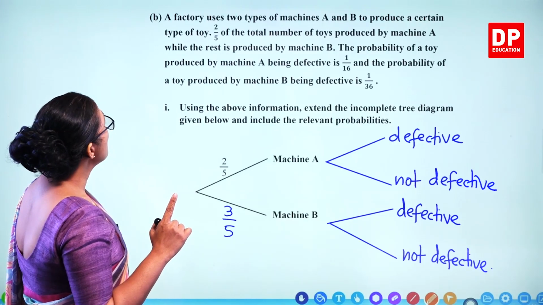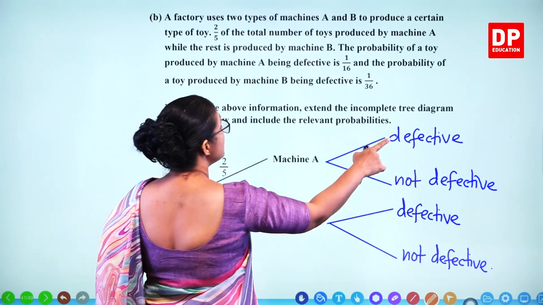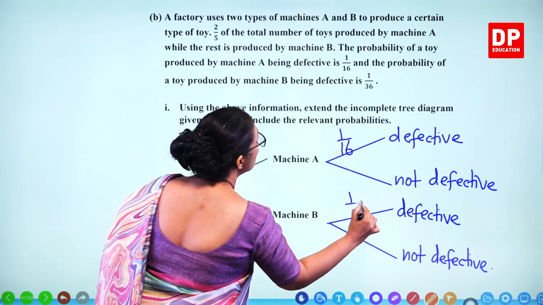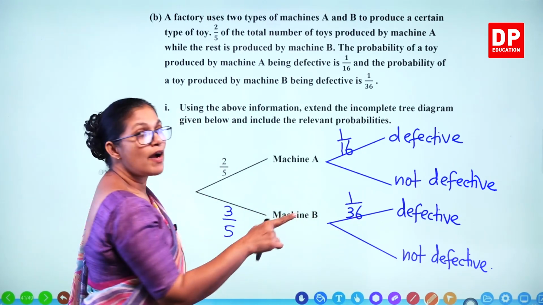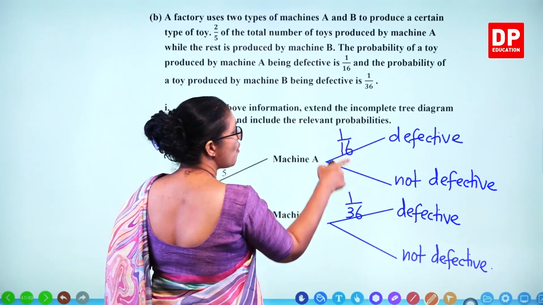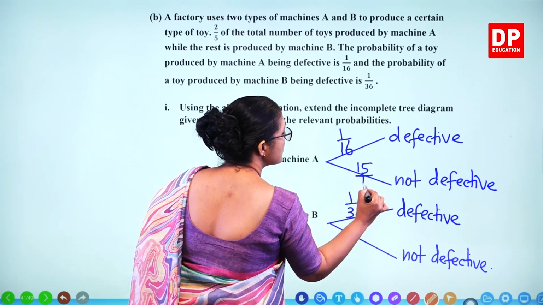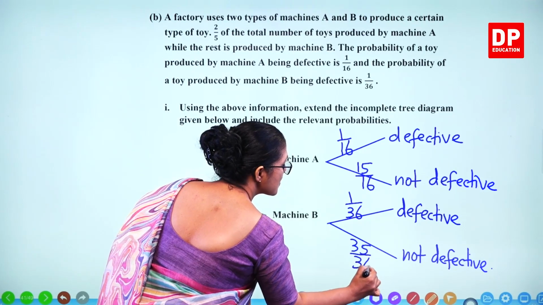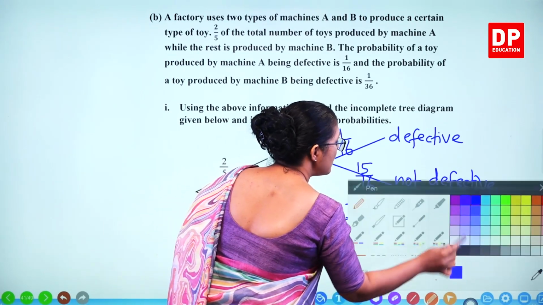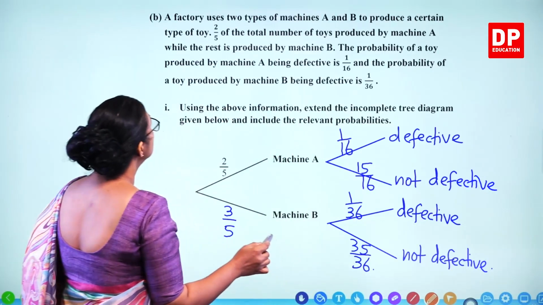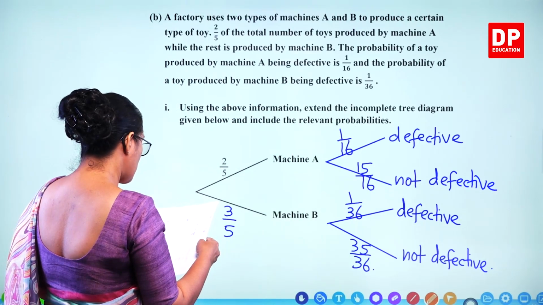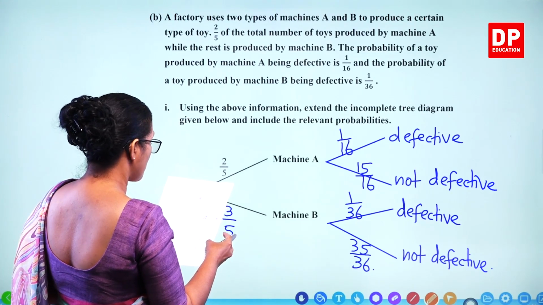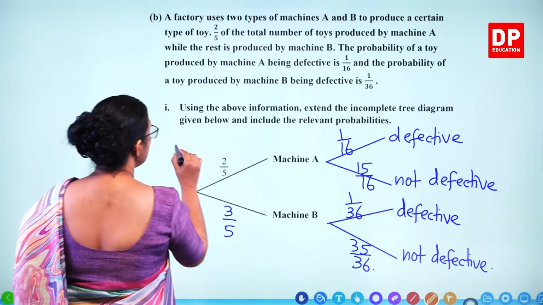So what's the probability of getting a defective one in machine A? 1 over 16, and here 1 over 36. So how do you find the other probability? Subtract from 1. So this becomes 15 over 16 and this is 35 over 36. So that's the tree diagram. Let's see how many marks for that part. Altogether 3 marks you are getting for the full diagram.